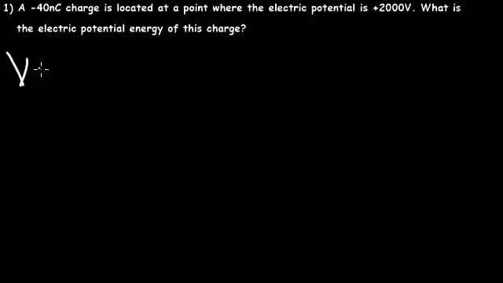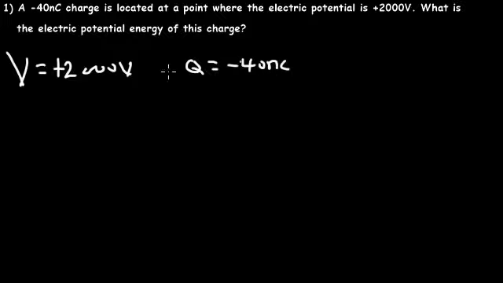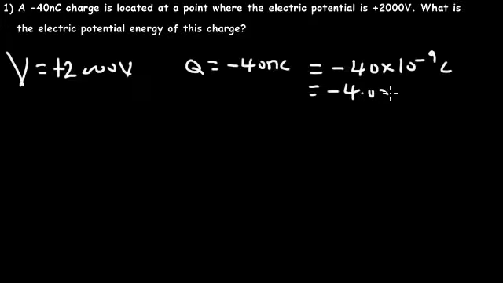Now, we are given the electric potential to be positive 2000 volts. And we also have the magnitude of the charge Q to be negative 40 nanocoulombs. The electric potential is in volts, which makes sense as it's already in the appropriate unit. But for the charge, we have to make an adjustment. So we need to multiply by 10 to the power of negative 9, to get rid of the nano, and then we have coulombs. If you want, you can express this more properly as negative 4.0 times 10 to the power of negative 8 coulombs.